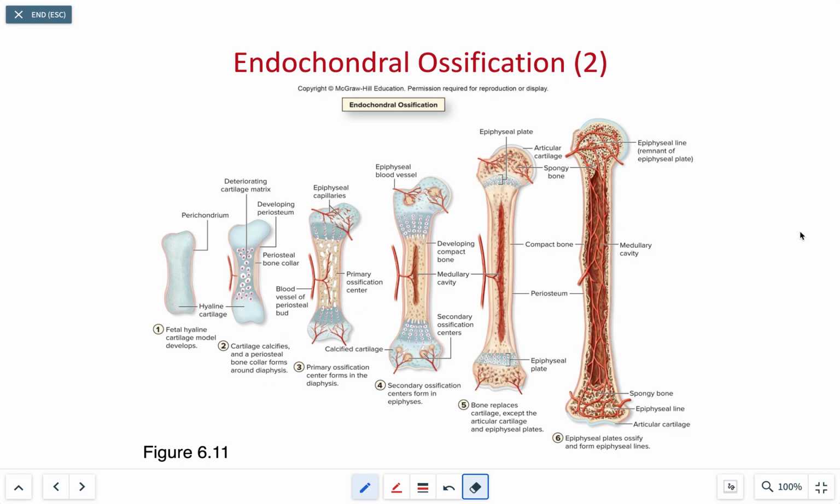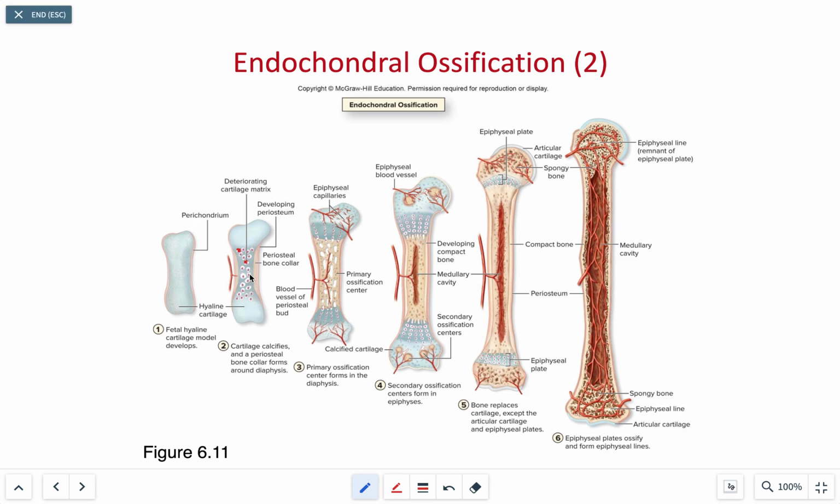In step 2, we begin to see the chondrocytes start to enlarge and hypertrophy. So that's represented with these white lacunae with the chondrocytes located inside. So they start to hypertrophy and reabsorb the cartilage matrix. This will cause the cartilage matrix to calcify eventually.